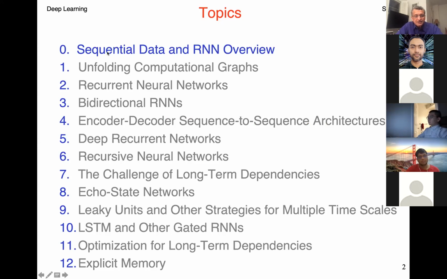Today, the introductory part is chapter number 0, sequential data and RNN overview. This is an overview of recurrent neural networks. It'll cover a number of these topics. I'll mention along the way bidirectional RNNs, recurrent RNNs, and LSTMs. These are all different subsections. We'll try and cover as much as possible.